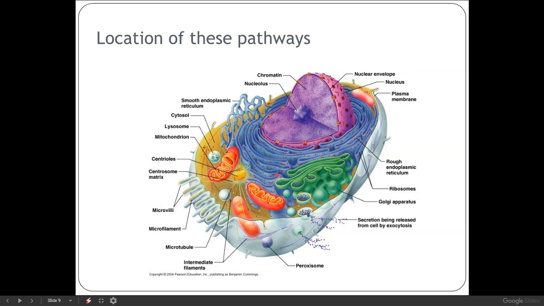Now they are all surrounded by membranes. So we've got the nuclear membrane, we've got the plasma membrane surrounding the outside of the cell, we've got the membrane around the mitochondria, and so on. So each one of these membranes contains very specific proteins embedded within it that allow it to help carry out different reactions.